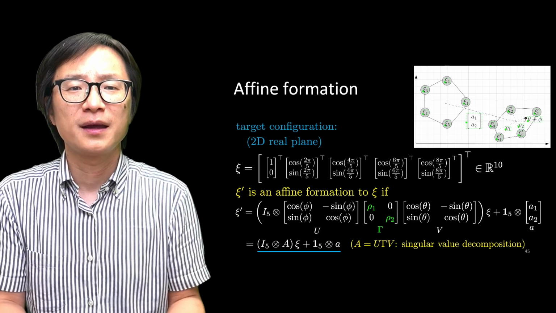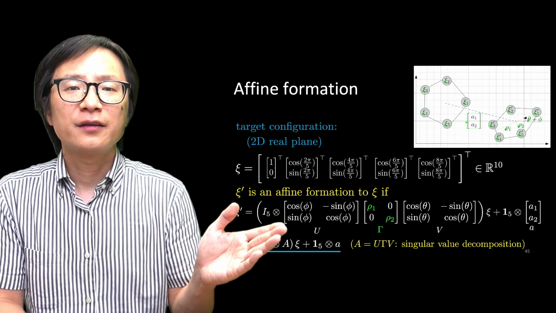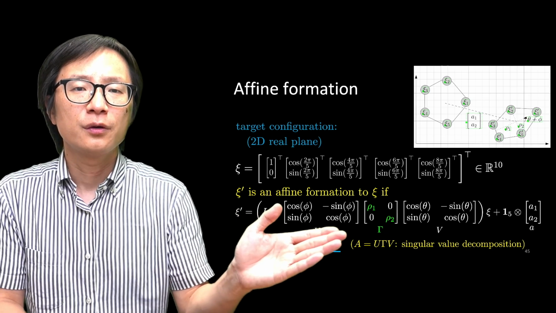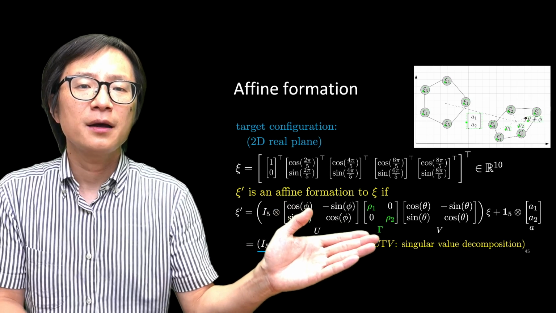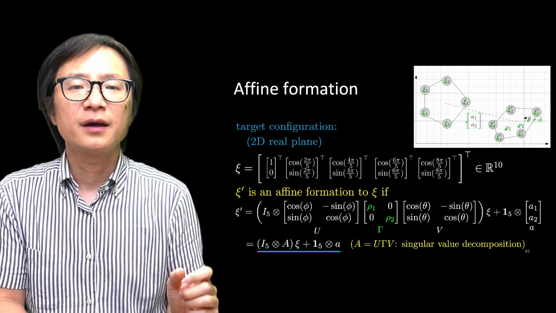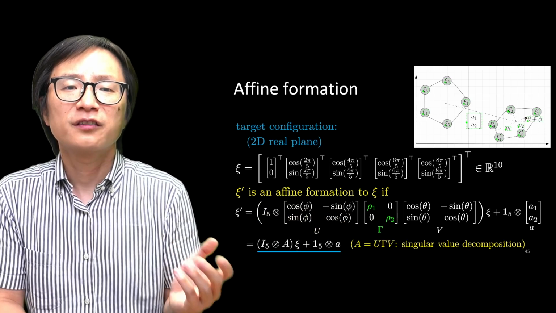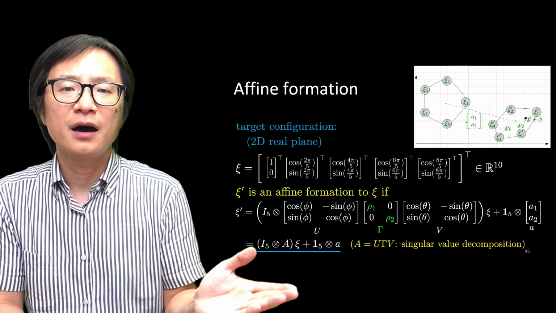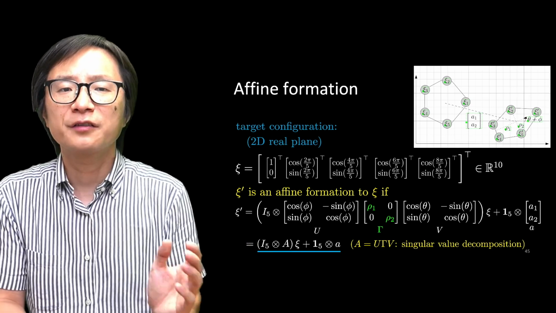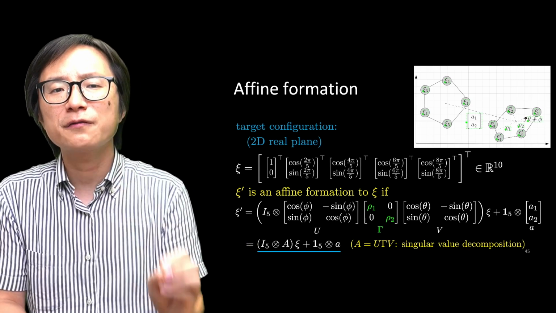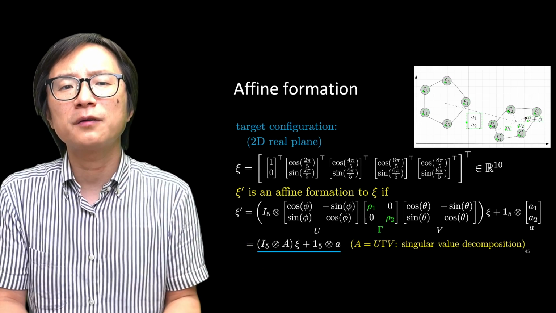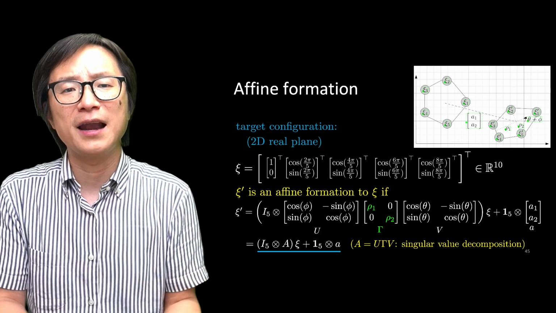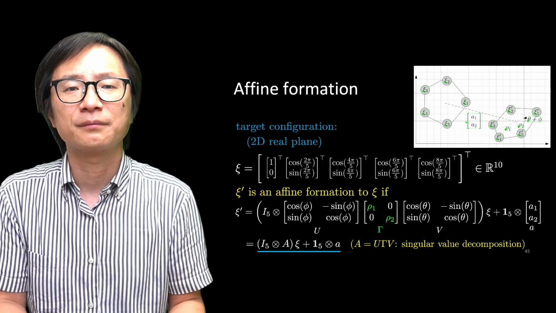Also note that this rotation matrix U, scaling matrix gamma, and the rotation matrix V constitute what's called the singular value decomposition of the A matrix here. So the two different scaling ratios correspond to the two singular values of the matrix A.